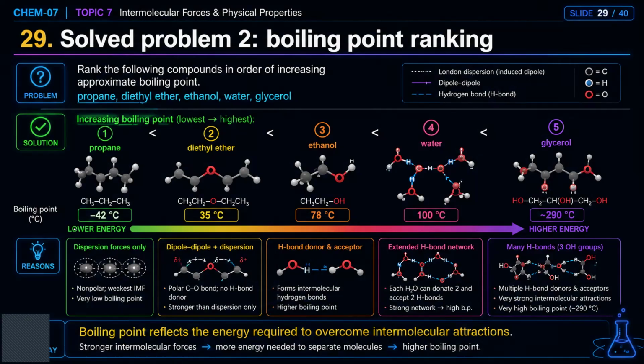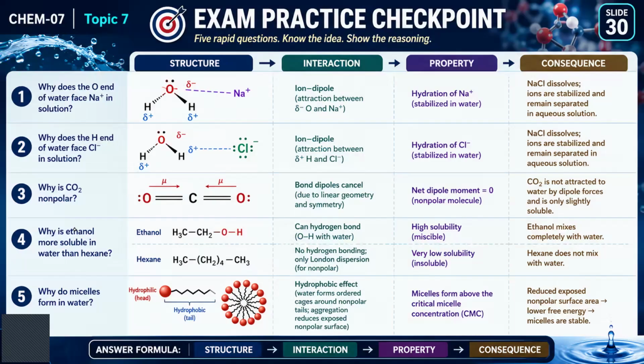Boiling points can be ranked depending on the types of interaction these compounds are capable of. And you remarked it quite correctly. The more hydrogen bonds you're capable of, the higher your boiling point is going to be. That is a very important tendency. Structure, interaction, property, consequence, they're all going to go hand in hand.